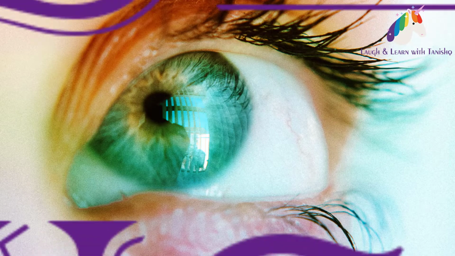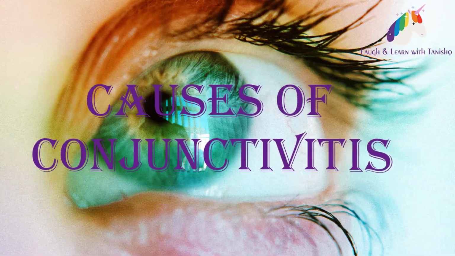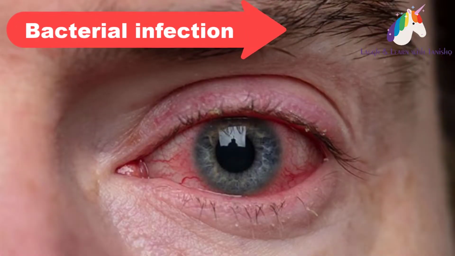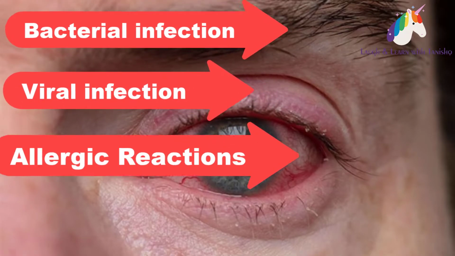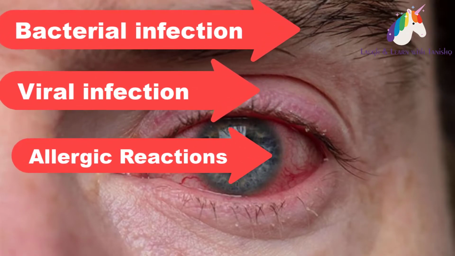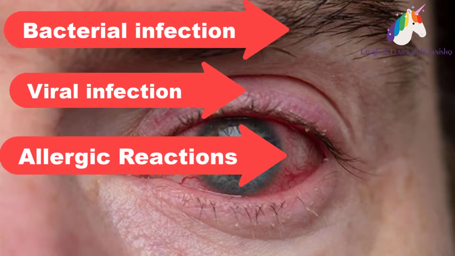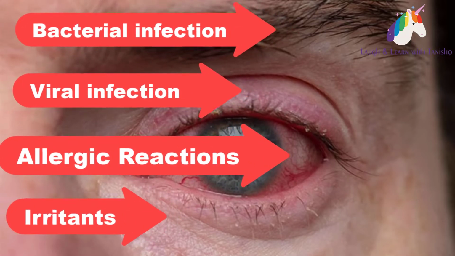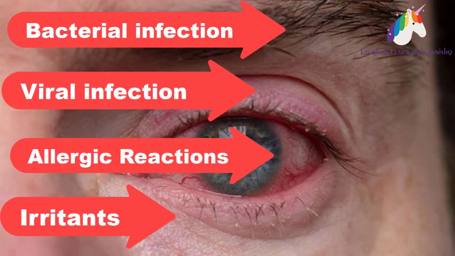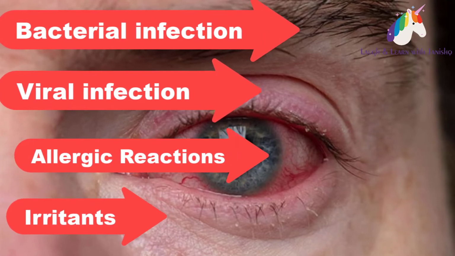Now, coming to my disease again, as the name suggests, it is the infection or inflammation of the conjunctiva. Do you know what causes this disease? The causes of conjunctivitis can be bacterial infection, viral infection, allergic reaction to substances such as pollen, household dust, and pet dander, or irritants such as pollutants, smoke, chlorine in swimming pools, etc.